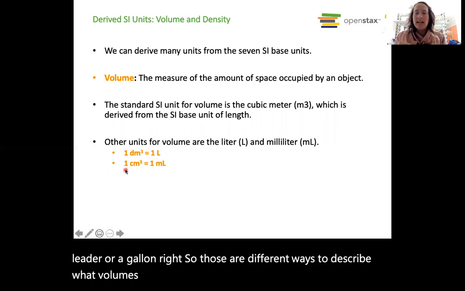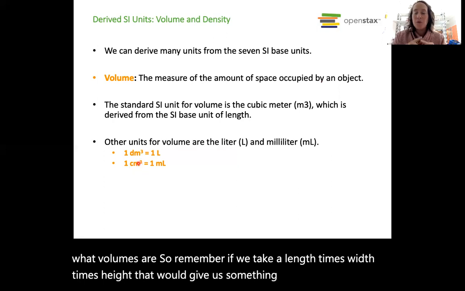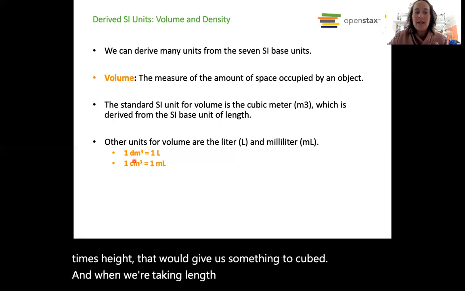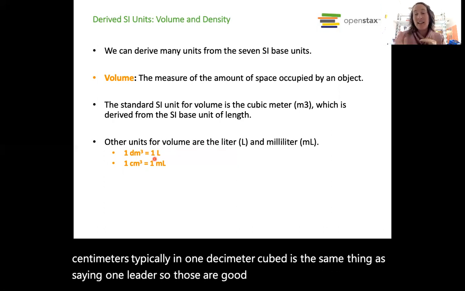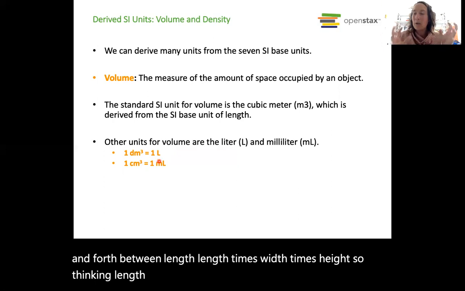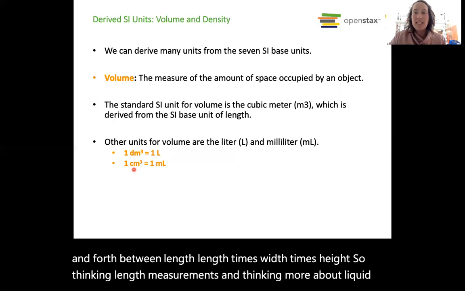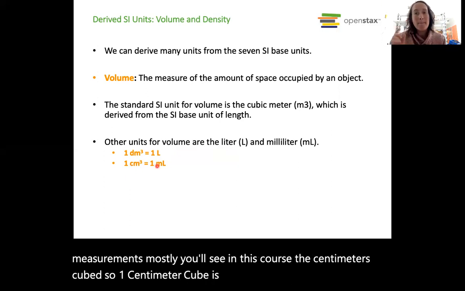So remember, if we take a length times a width times a height, that would give us something cubed. And when we're taking lengths, we can be in decimeters or centimeters typically. 1 decimeter cubed is the same thing as saying 1 liter. So those are good ways to go back and forth between length times width times height and liquid measurements. Mostly you'll see in this course the centimeters cubed. 1 centimeter cubed is the same thing as 1 milliliter.